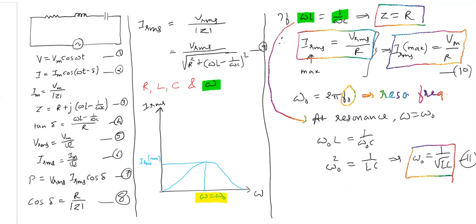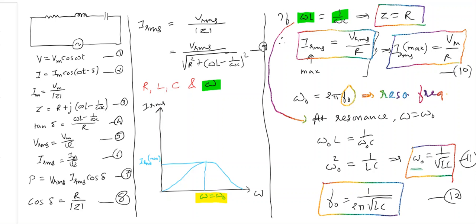And here, if you take 2 pi f0 instead of omega 0, you can arrive at this. f0 is 1 by 2 pi root LC. Let it be the 12th equation. So equations 11 and 12 are the expressions for resonance angular frequency and resonance frequency respectively.